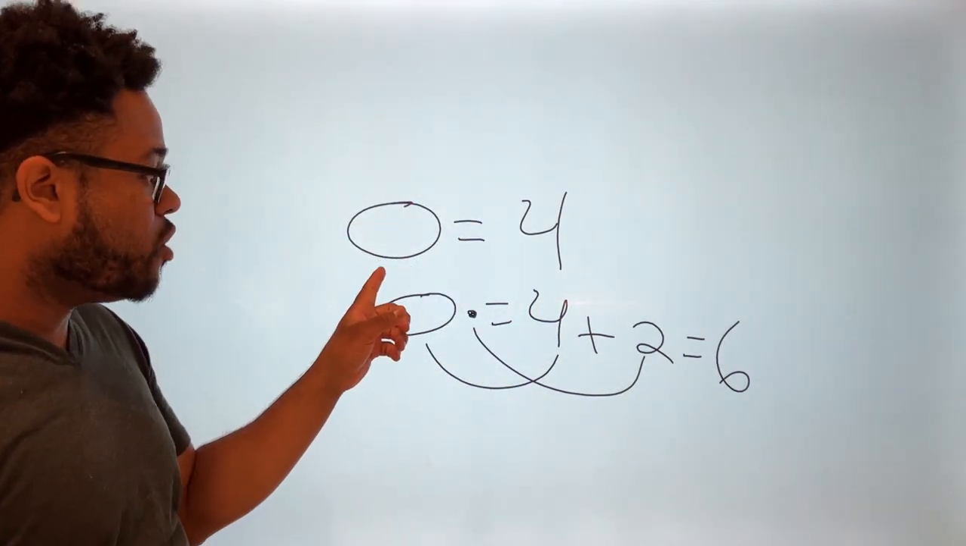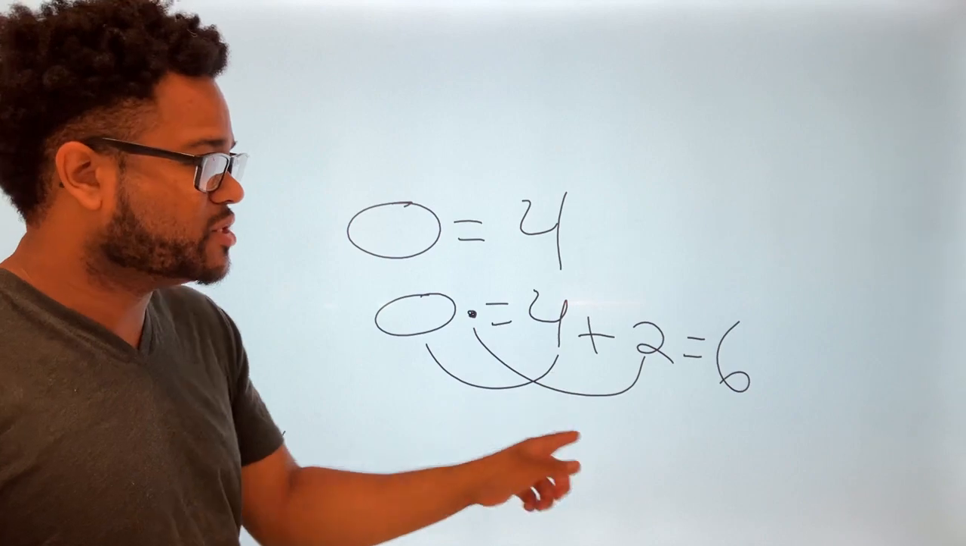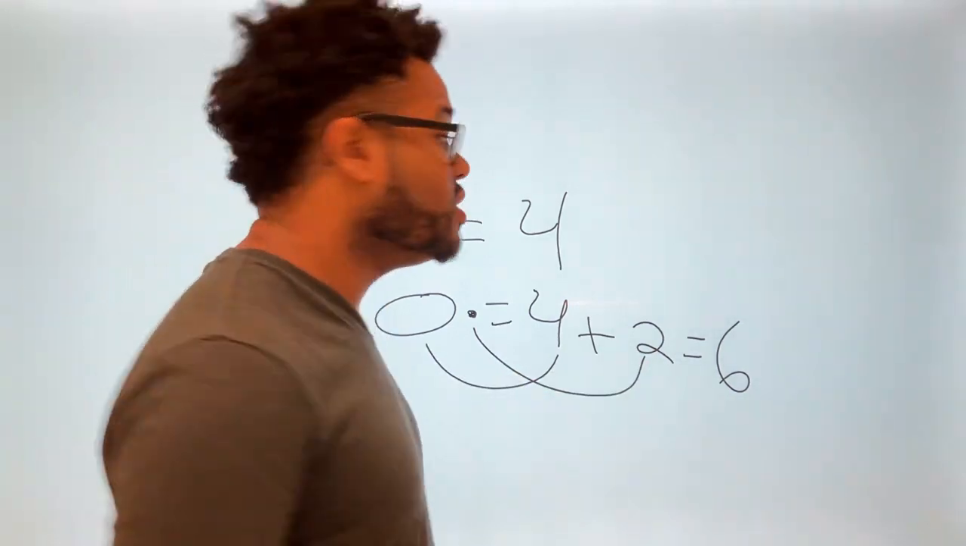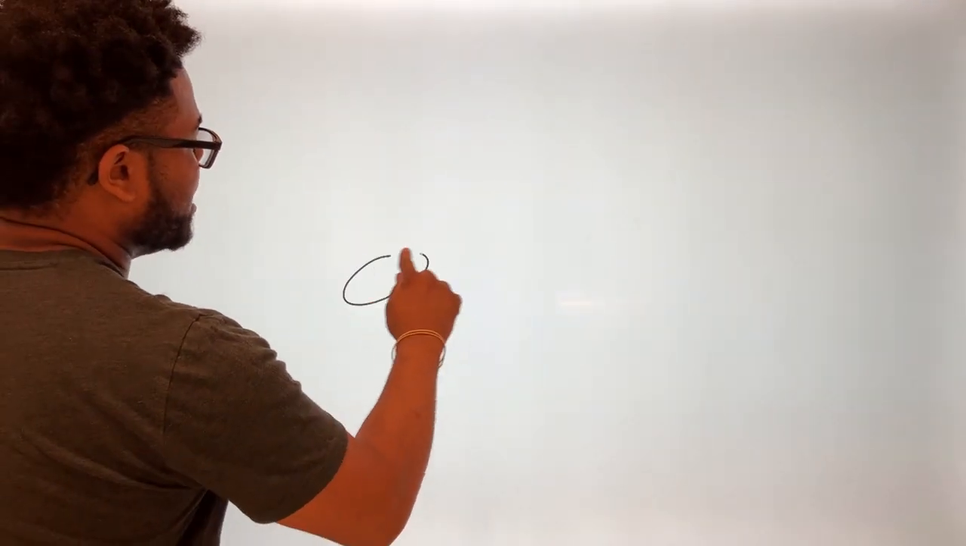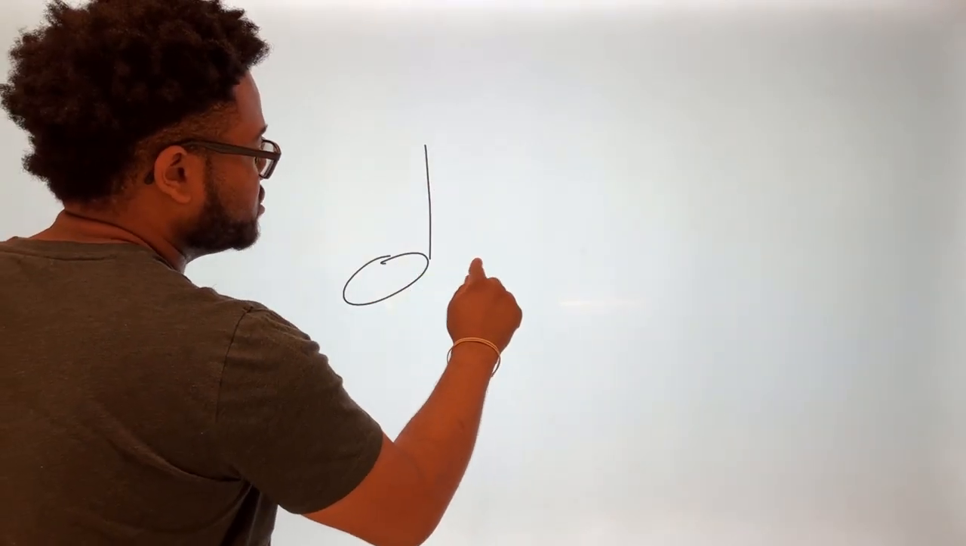Whole note usually gets 4. Half of 4 is 2. 4 plus 2 equals 6. Let's do another one. We'll do another one together, and then you're going to have to figure out the last one on your own. Okay? Let's do it. Dotted half notes.